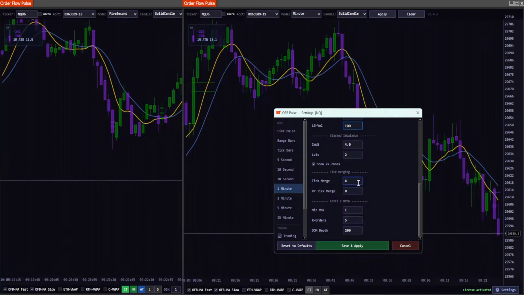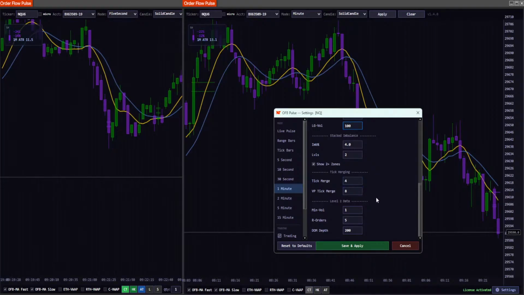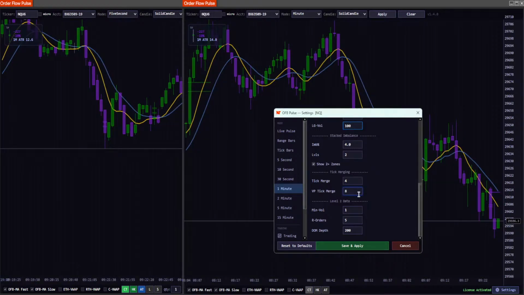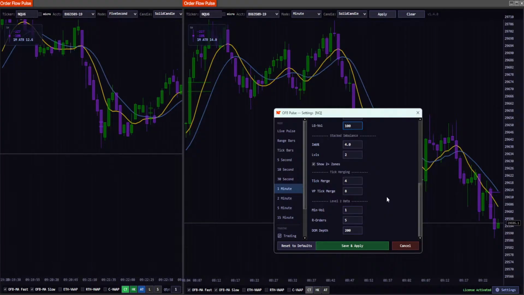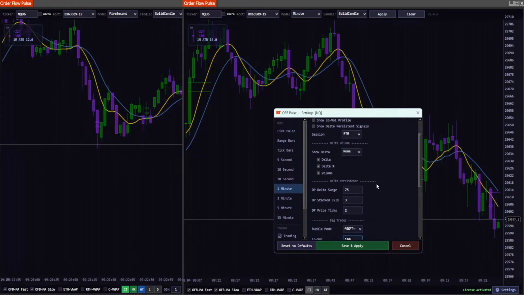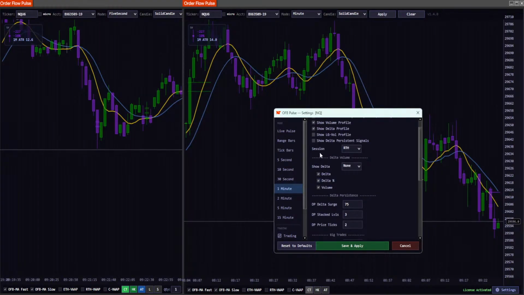Volume profile, the volume profile and the delta, I'm tick merging that to 8. Why? Just because it looks better. You don't need to, but whatever looks good for you. Minimum volume, this doesn't matter. But make sure you have session RTH.